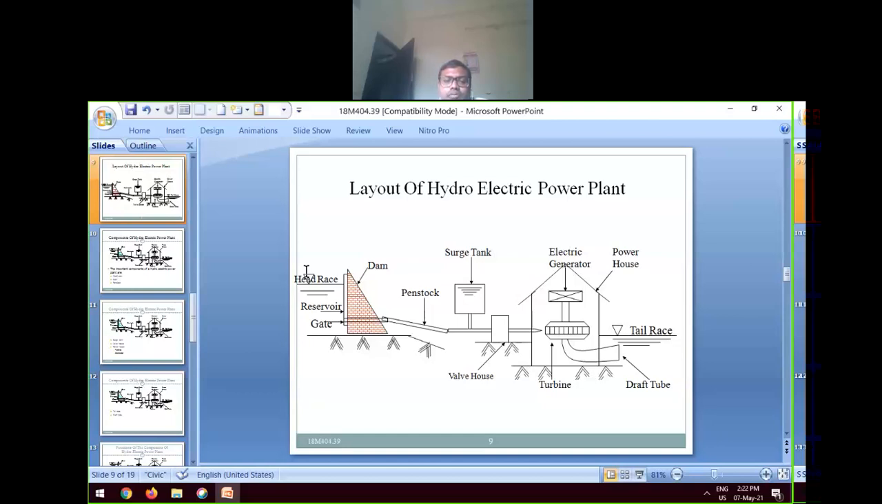First, listen carefully to the important parts of the hydraulic power plant. First one is the head race. This is the dam gate. This lengthy pipeline is called the penstock. This is the nozzle. This is the valve house, controlling the valves. The upper portion is called the surge tank. The total arrangement is the powerhouse. In the powerhouse we have the turbine and generator assembly. This is the tail race. This portion is called the draft tube.